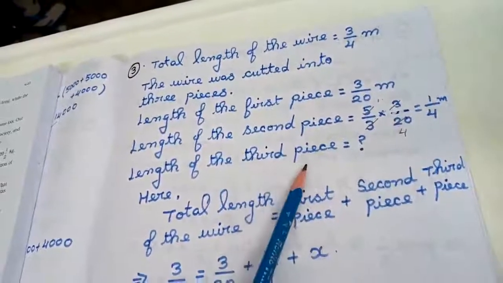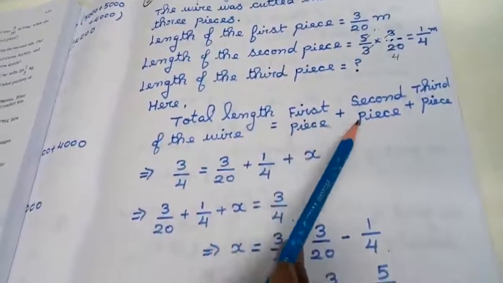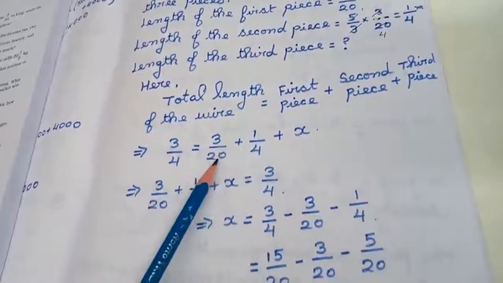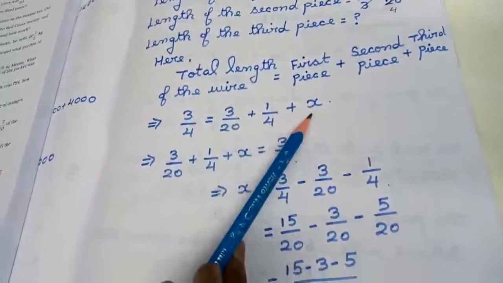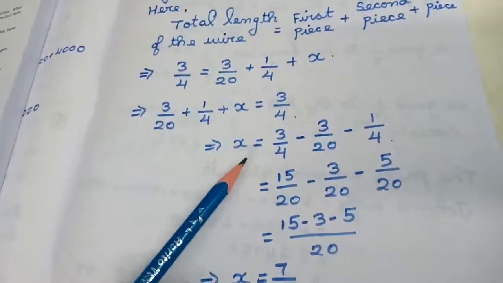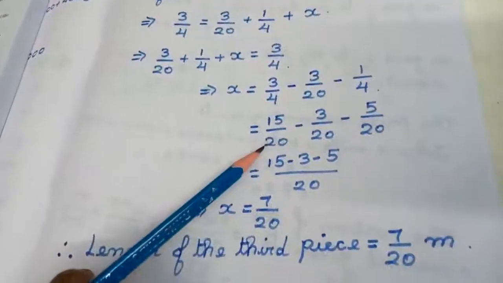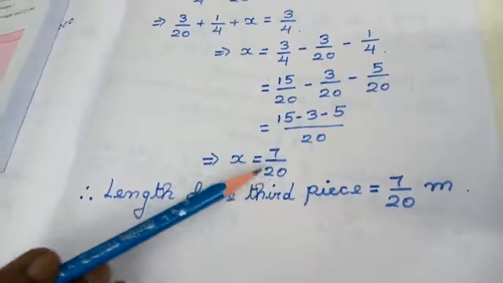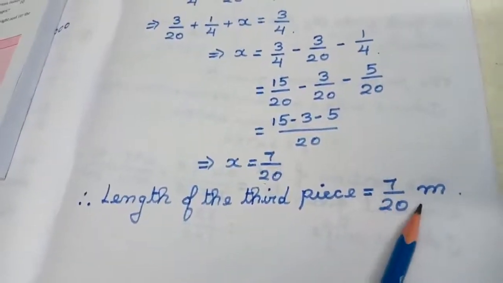To calculate the third piece, the total length of the wire is equal to first piece plus second plus third. Total 3 by 4, first 3 by 20, second piece is 1 by 4 after calculating, and third I am just taking as x. You are going to simplify the fractions, make the LCM and denominator the same. I am going to get the denominator as 20. After calculating, you are going to get 7 by 20. That is, the length of the third piece is 7 by 20 meter.